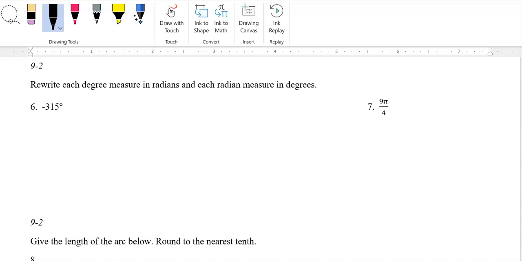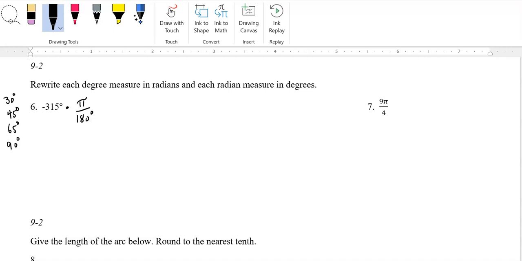Now we get to lesson 9.2, and part of lesson 9.2 is learning how to turn degrees to radians or radians to degrees. So if we want to turn degrees to radians, we multiply by this factor, pi over 180 degrees. And now we look for a way to reduce this, and typically it's not 100%, but typically it's a good place to start.